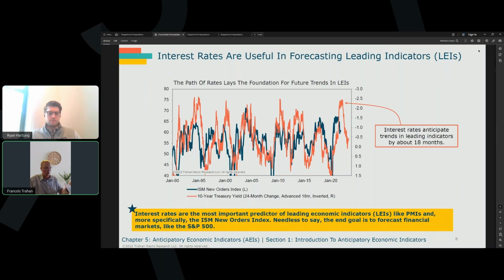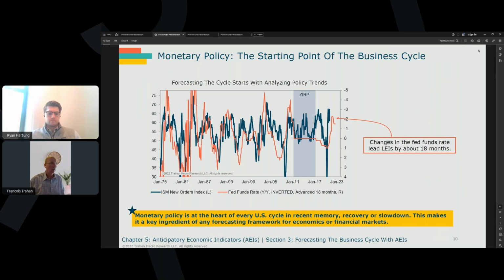Leading indicators. If you turn to page 10, the very first chart I put together, so this is almost 30 years ago now. I want to say it's late 90s. Pretty simple. And it's going to be the same formula over and over and over again. Change in the Fed funds rate, inverted, advanced 18 months. And you can see it back to 1975.